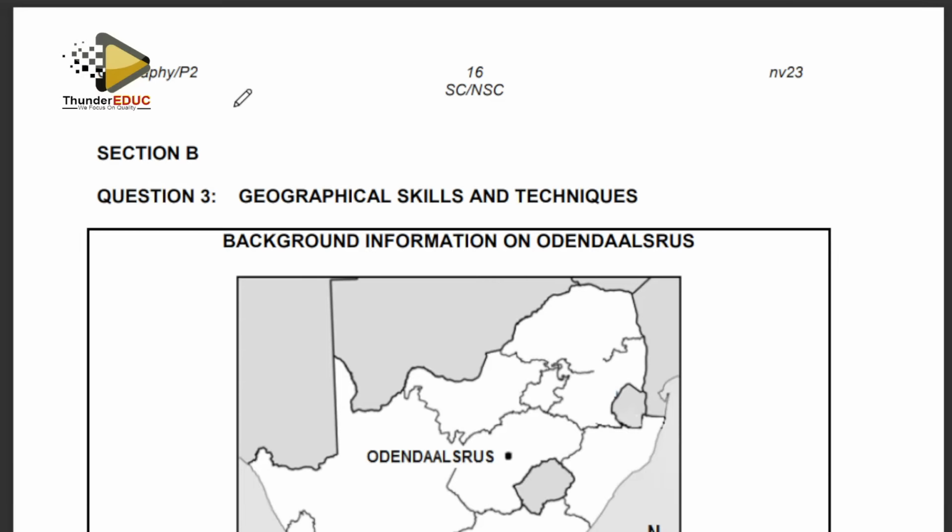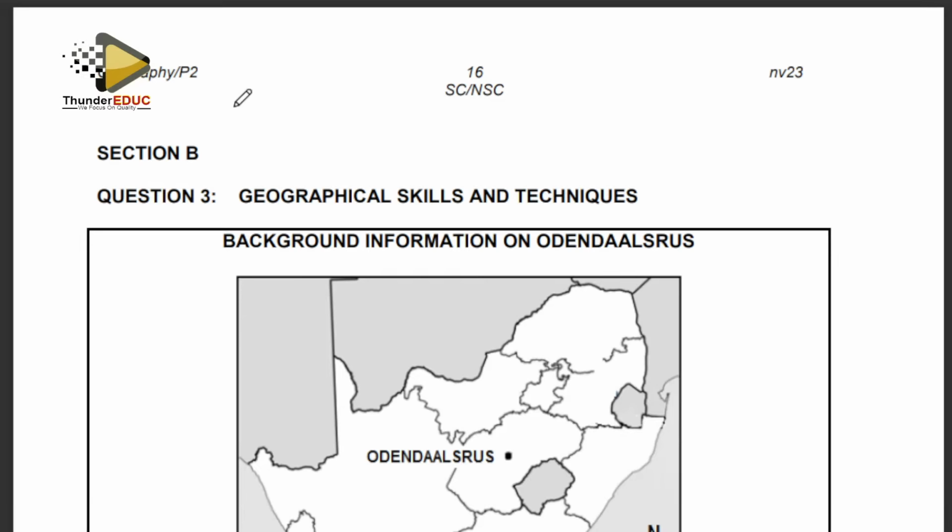We have done a lot of content on paper 2, which is settlement and economic geography, and therefore, this time around, I want us to do a little bit of map work. That's why I emphasize that we need to do this map work today.